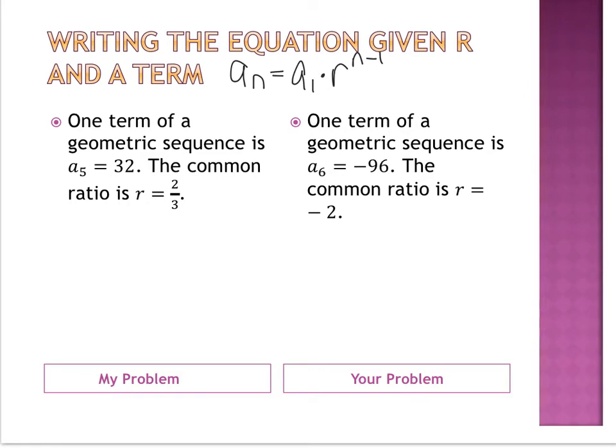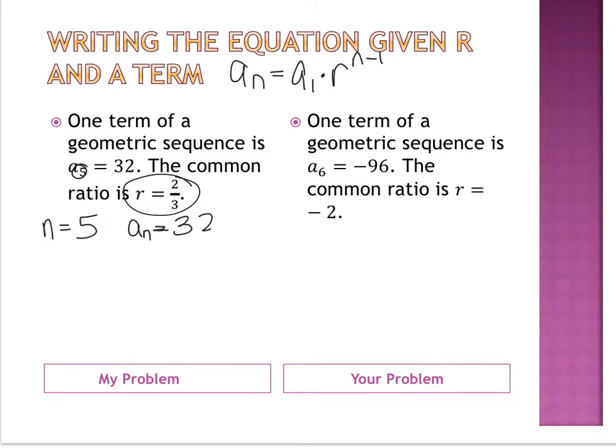Okay? So, what do I know so far? Well, we know r, right? What else do we know? In order to write the equation, I need to know a1 and I need to know r. I know a5, right? So I can plug n equals 5 in. And could I plug in an equals 32, and then find out what the first term is?